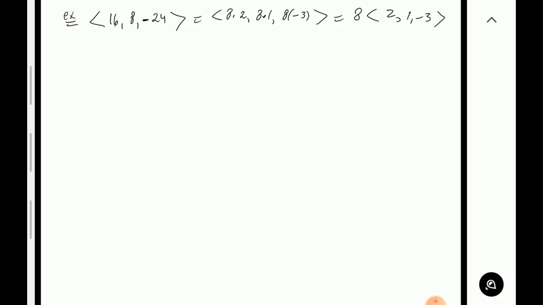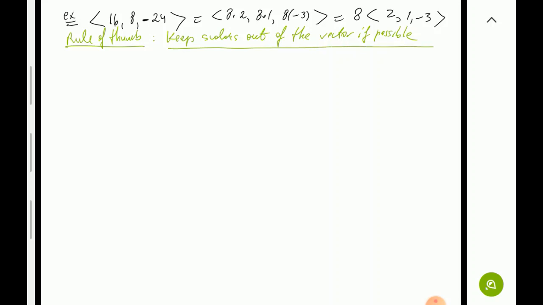So as a rule of thumb, which I'm going to mention later, keep scalars out of the vector if possible. In the computation, the final answer doesn't matter as much, but in computations you might notice that things may become easier if you do just that. Because if you have to do, say, cross products or some other more complicated operations with vectors, it pays off to have easier coordinates to deal with, or smaller numbers.